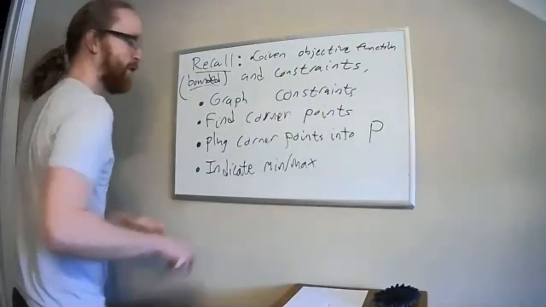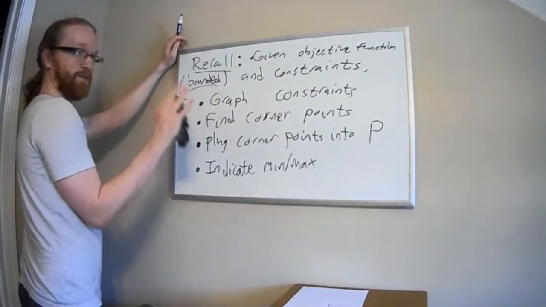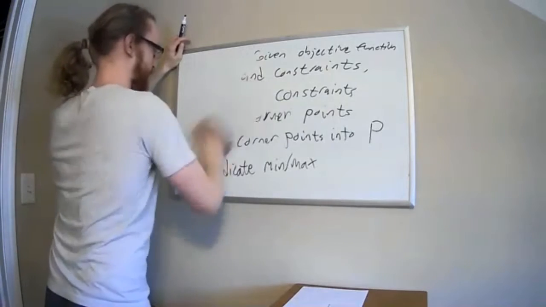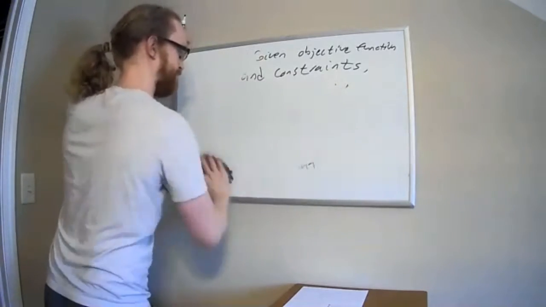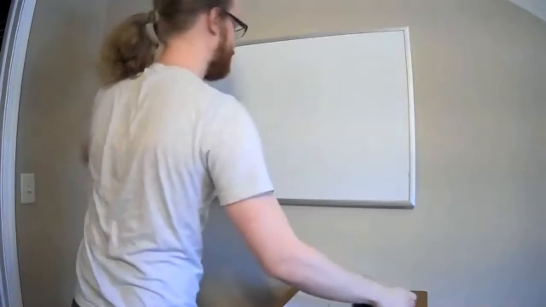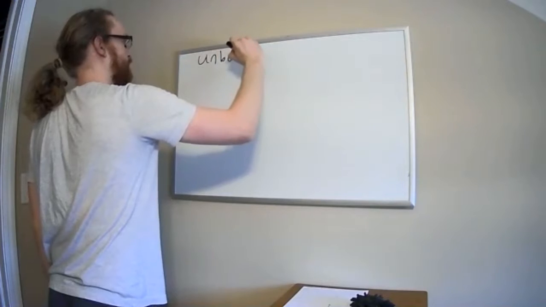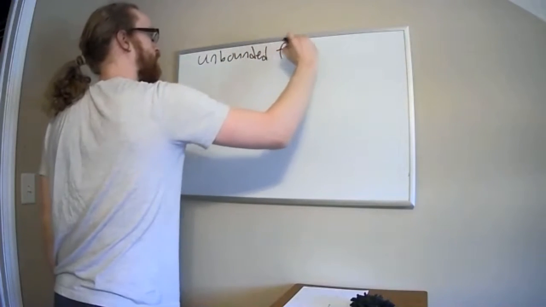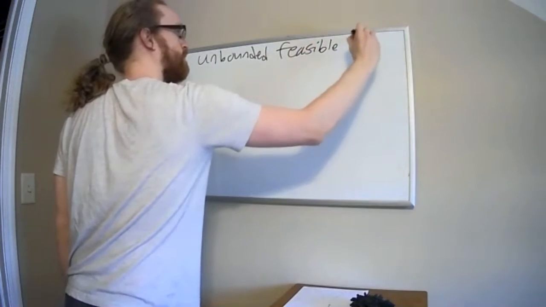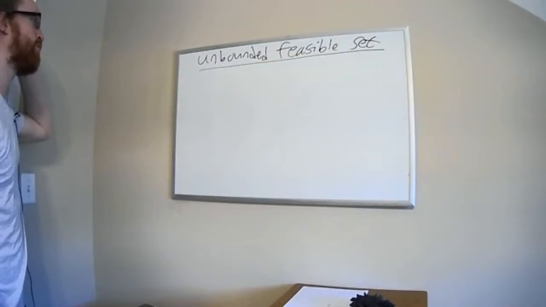Glad I caught that. Okay, so what do we do if the feasible set is not bounded? That's what I want to talk about and do a couple examples of, because if it's not bounded, it's a little trickier to deal with. So for an unbounded feasible set, and there are some examples of this on your activity, probably on your web work, I just want to make sure I talk about this here.